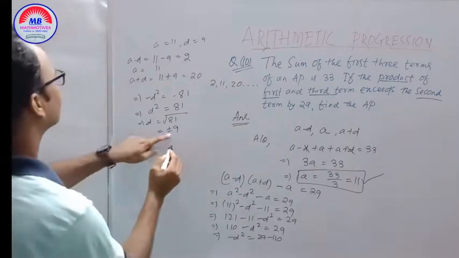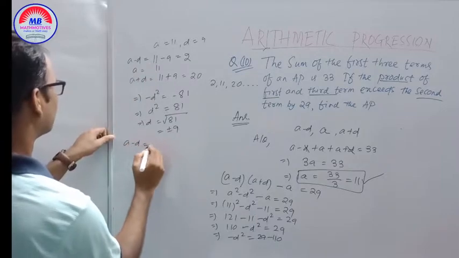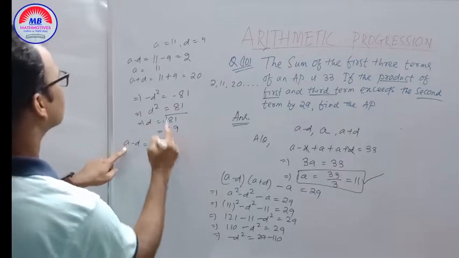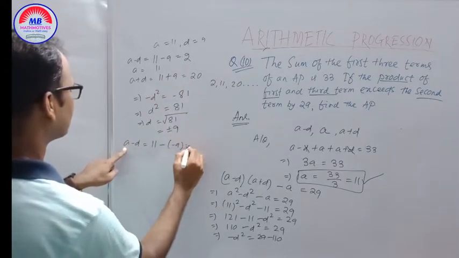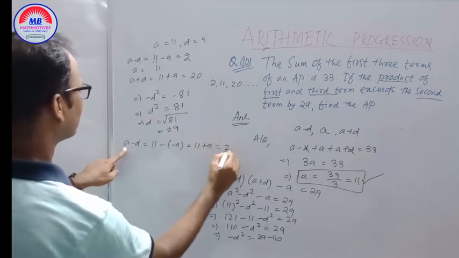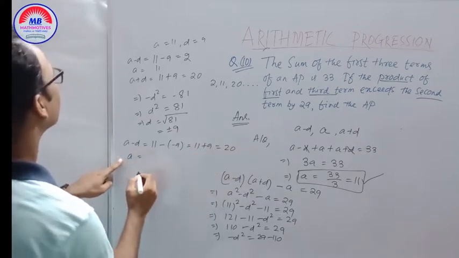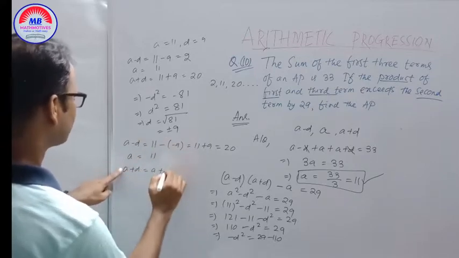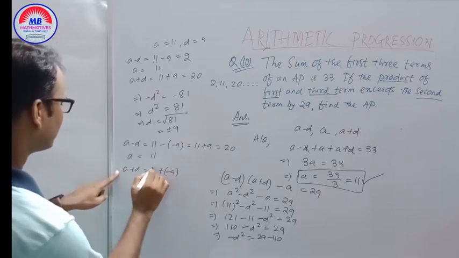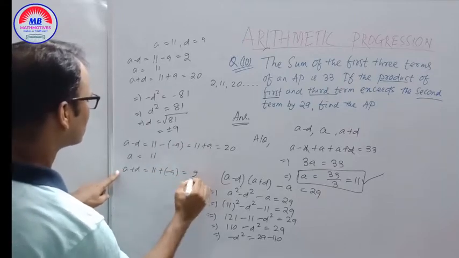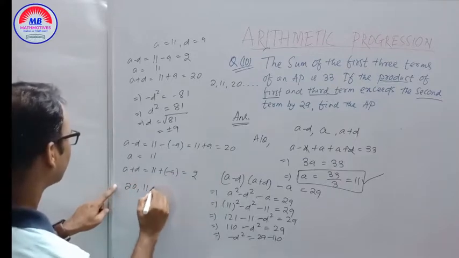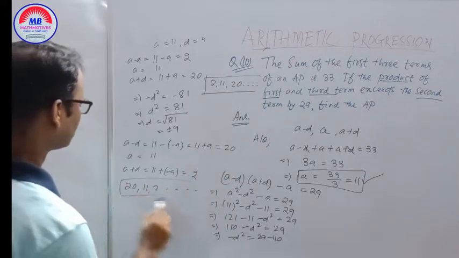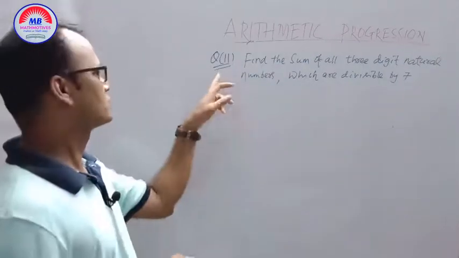Similarly, if you take minus 9, it will be A minus D equal to A. A is what? 11 minus D value is what? Minus 9. 11 plus 9 equal to 20. Second, A equal to 11. A plus D. A plus D value is minus 9. So A is 11 minus 9 equal to 2. So we can write 20, 11 and 2. This is also an AP. Okay, just reverse order. Question number 11.